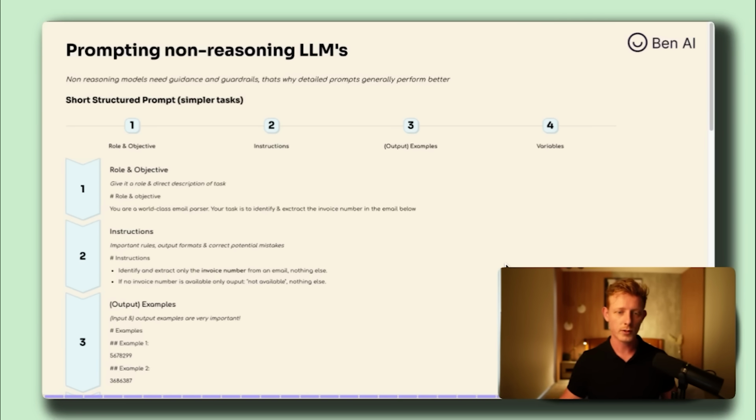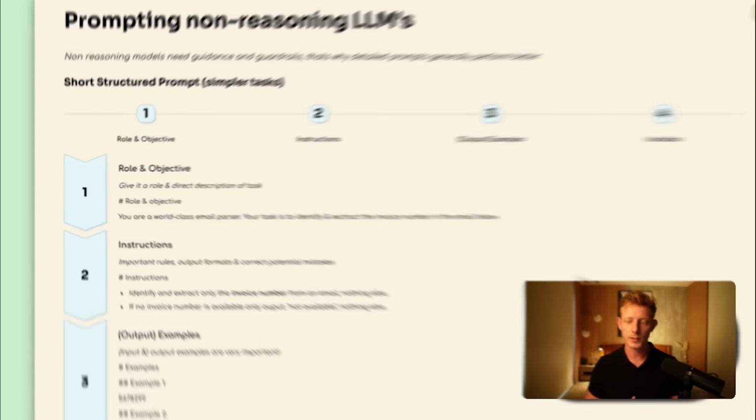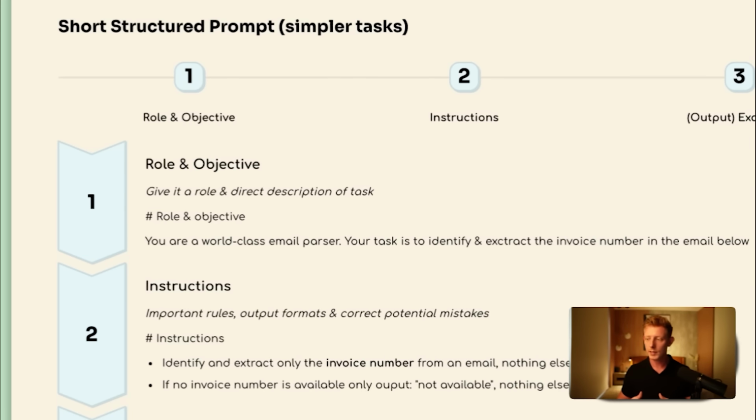So for the short structured prompt, again, for simpler tasks, we basically divide it into 4 sections. We have the role and objective, we have the instructions or rules, we have examples, and we have variables. Now, for the role and objective, we basically just give it a role and a direct description of the task. Now, why do we do this? Because it's studied and proven that it most likely improves performance of these models, right? So we're just giving it a specific role. In this case, you're a world-class email parser. Your task is to identify and extract the invoice number in the email below, right?